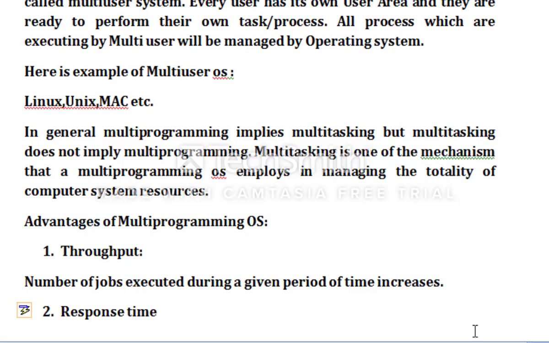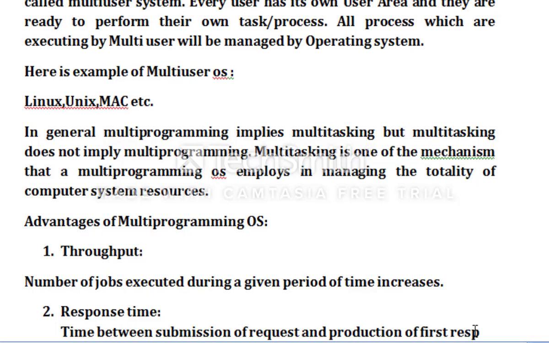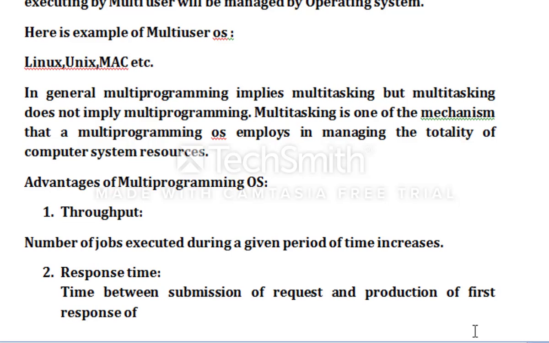Second is response time. Response time is the time between submission of a request and production of the first response from the CPU. Okay, so we allocate our jobs. The job will be placed into the job queue. It is ready for execution, but the time at which the processor responds to the process is known as response time. So the time between submission of a request and production of the first response from the CPU is called response time, right? In a multi-programming system, the response time is lower.